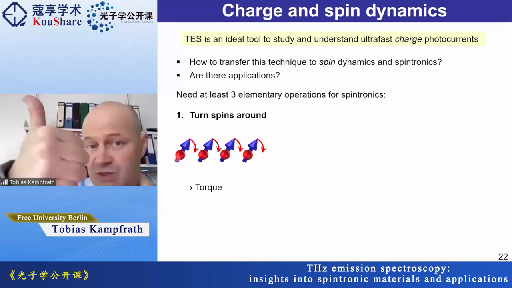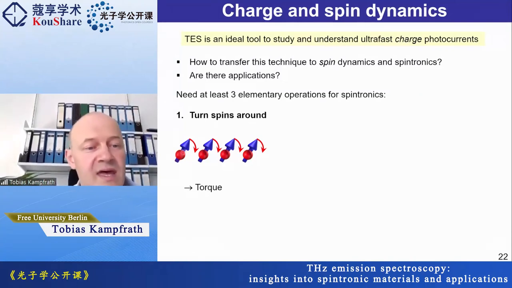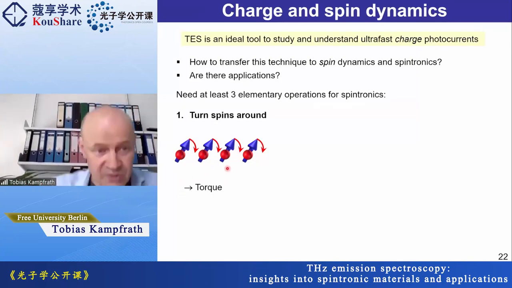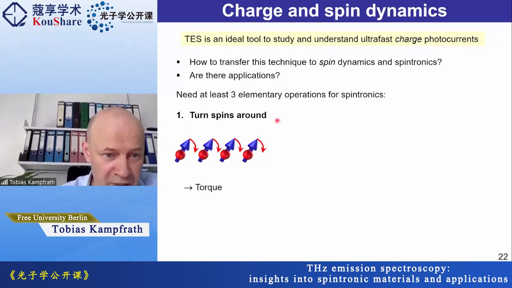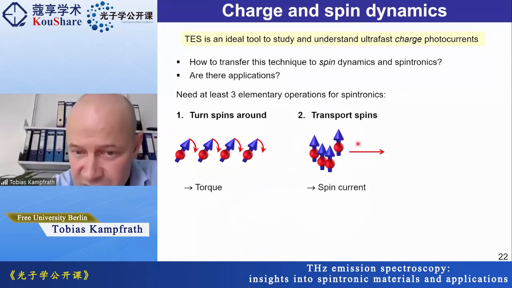So spin up means bit one, spin down means bit zero. And writing information then means that we need to turn spins around. And this means we need to apply torque to the electron spins. And this is the first elementary operation that you need to implement if you want to do spintronics: turn spins around.